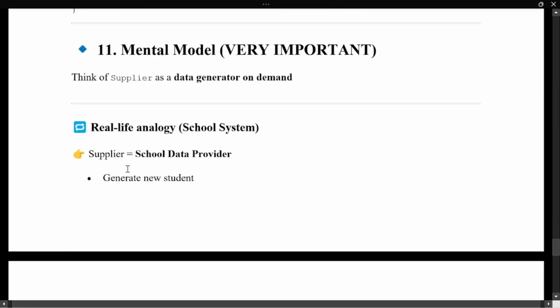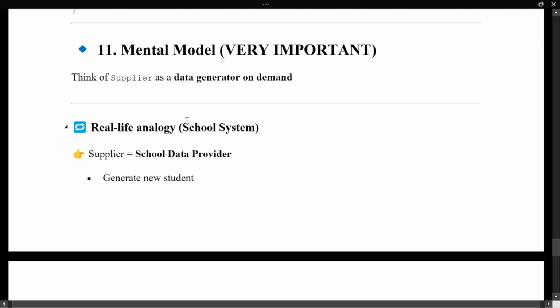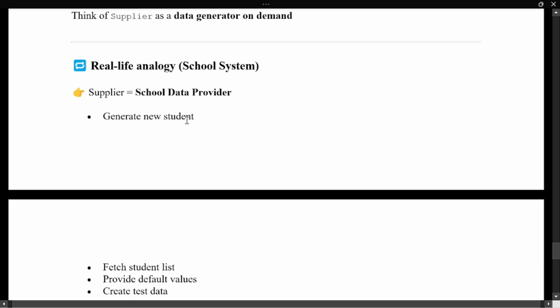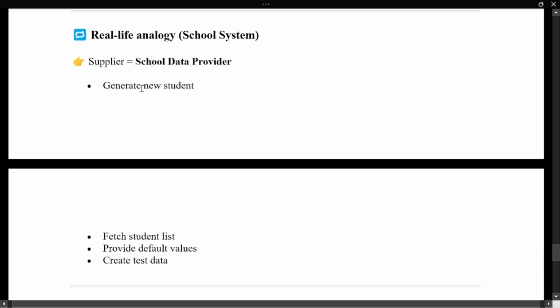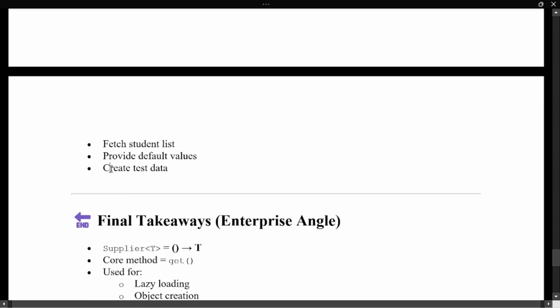So the mental model is, think of supplier as a data generator on demand. So let us see the real world analogy associated with this supplier. Supplier is equal to school data provider. It generates a new object, fetches student list, provides default values, creates test data.